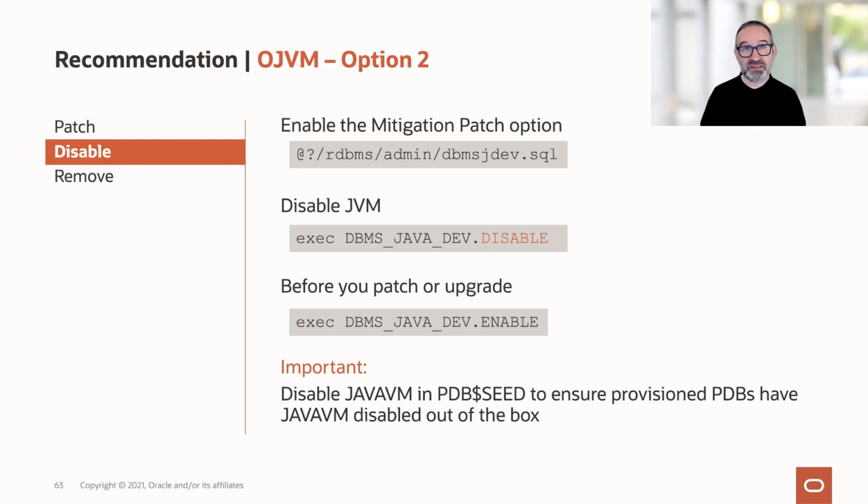Otherwise, what would happen is you have 5 PDBs, you have the mitigation patch, it's available, and you disable the Java subsystem, and now somebody's provisioning a new PDB, and the mitigation patch is active in there, but the Java subsystem is enabled. So instead of going into every new fresh PDB, you would make these adjustments to the PDB$SEED, and then a newly provisioned PDB will have the Java subsystem disabled out of the box. You can enable it later on if you need to. Just be aware when you want to patch, you need to enable it.